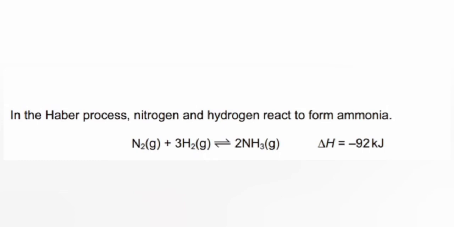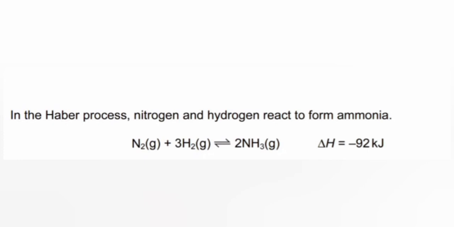In this equation, what happens when we increase the pressure? So first, let's calculate the moles of gases. You can calculate the moles by just looking at the number before each molecule. Before N2, you have no number, which means that there is 1 mole of nitrogen. Before hydrogen, you have 3, so it means that there are 3 moles of hydrogen. 1 mole of nitrogen and 3 moles of hydrogen react to form 2 moles of ammonia.